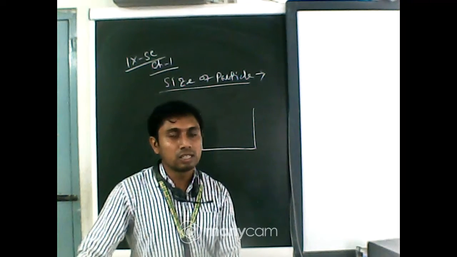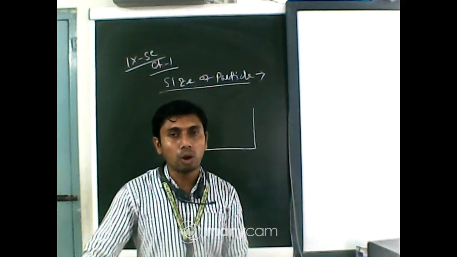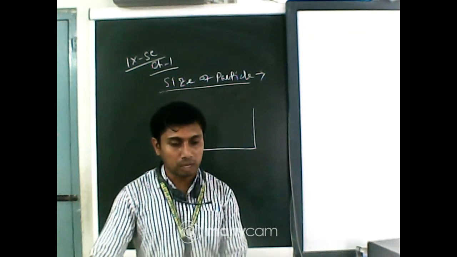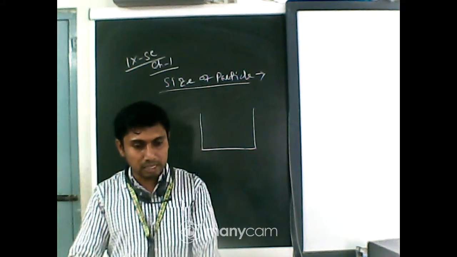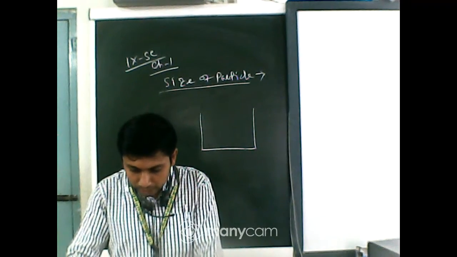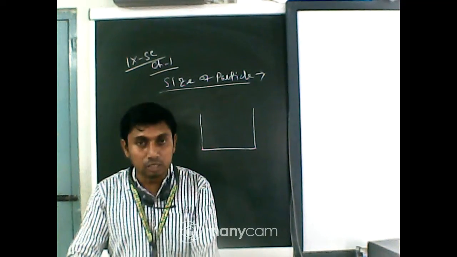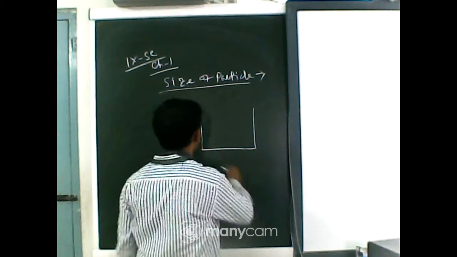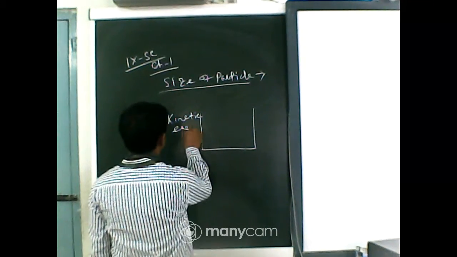This is also called Brownian movement or Brownian motion. Yes, this is Brownian motion. Next one, they possess what we call kinetic energy. So what is kinetic energy? Next point, what is kinetic energy?